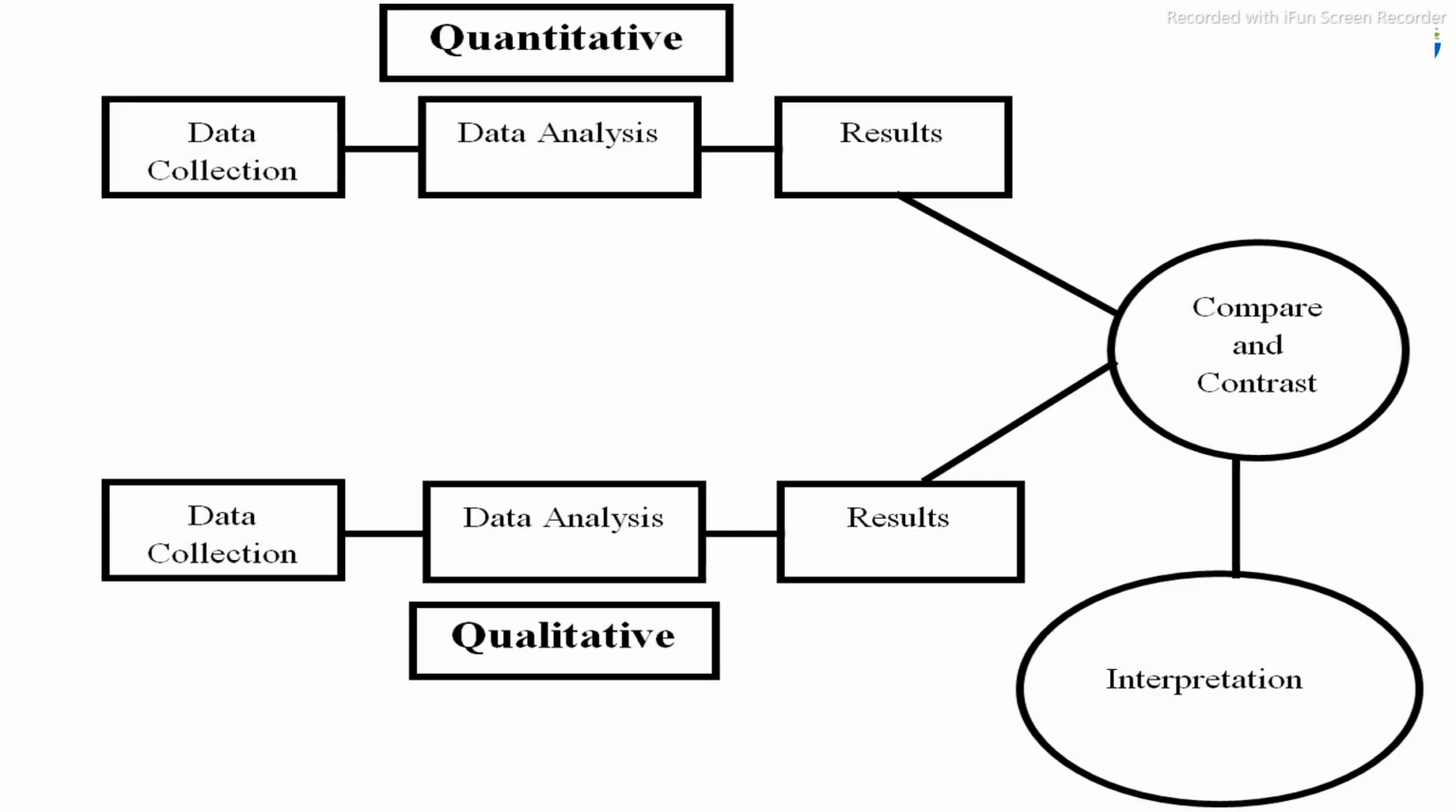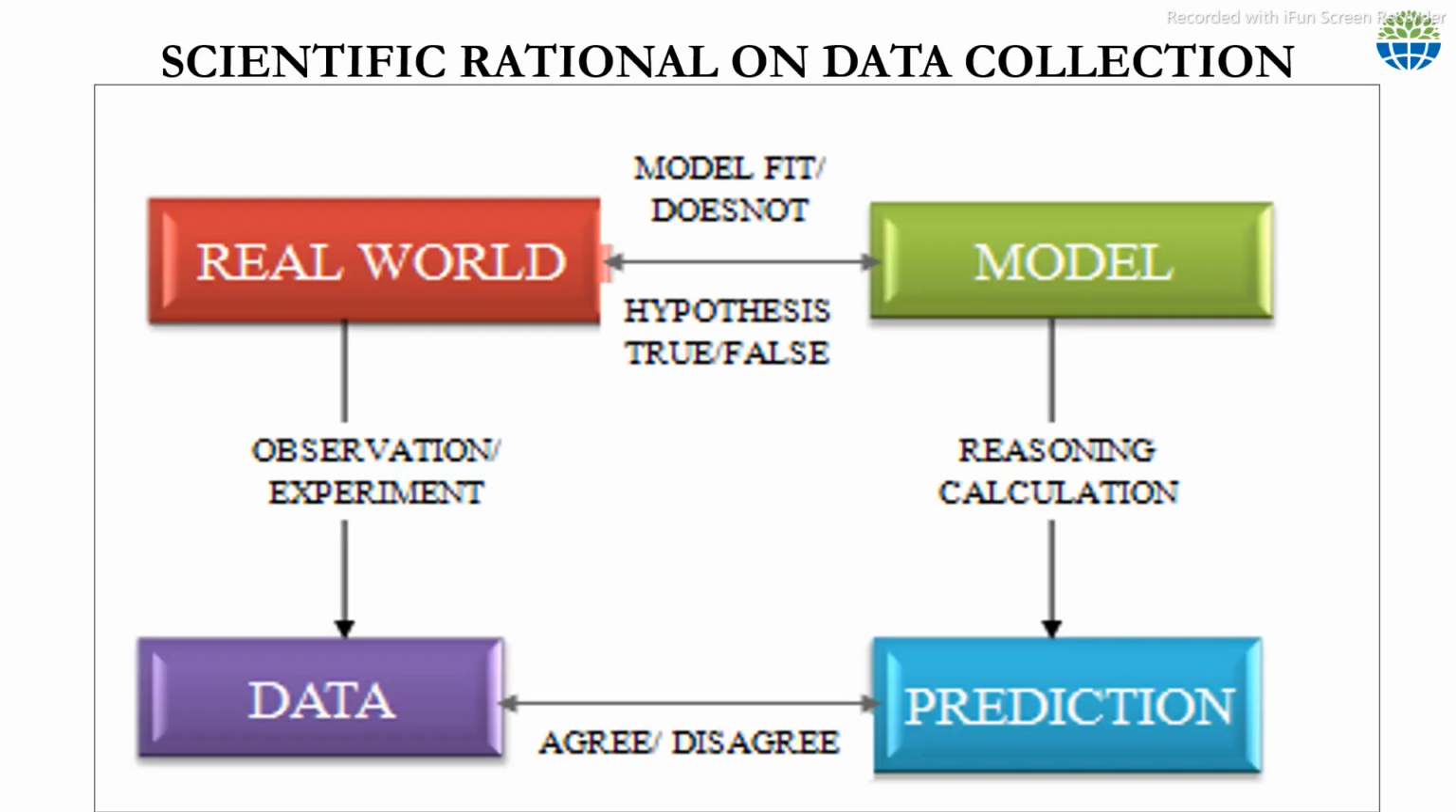ESIA. So for quantitative and qualitative, what is that exactly? You can see in case of quantitative and qualitative, it should be the same, and we have to check both. Your data should be checked by both methods, quantitative as well as qualitative, and then we have to compare and contrast. After that only can we make an interpretation from any model. So here you can see the scientific rationale on data collection. First, the real world is there, real world meaning where we are living, but we have to do some experiments, we have to record the observations for data collection.